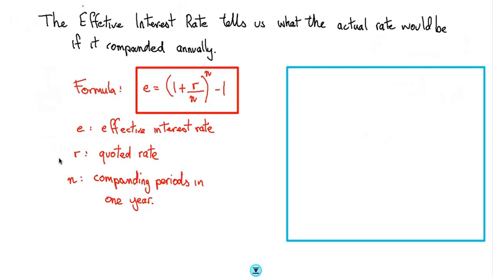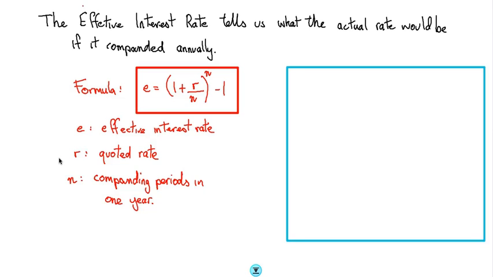So, the effective interest rate tells us what the actual rate would be if it compounded annually. As we saw on the previous page, we got a little bit more money because it was compounding monthly. So what we want to know is, well, if it was compounding yearly and I got that same amount of money, $1,126.83, what would the effective interest rate be?